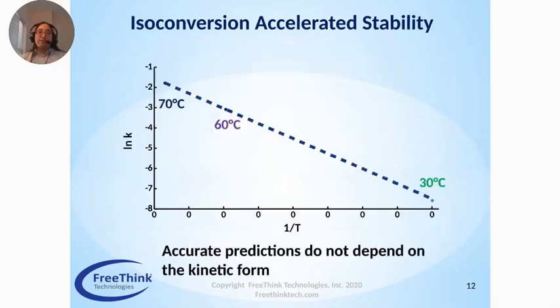So when we use the K values calculated in that way, we do get a good fit to the Arrhenius equation. And that allows us to predict the shelf life at lower temperature conditions, irrespective of the kinetic form.